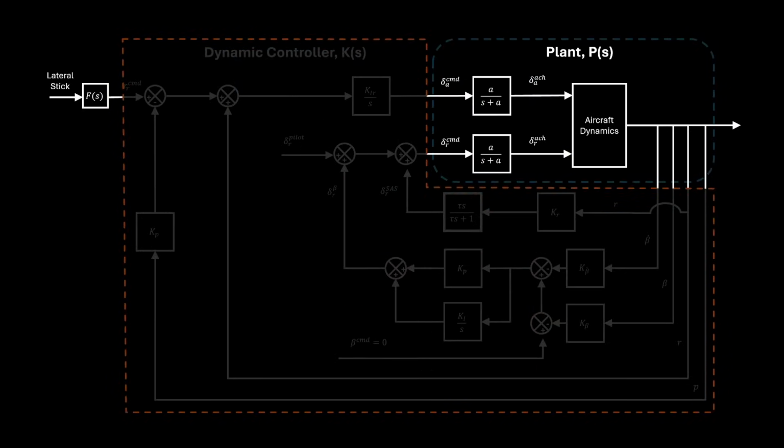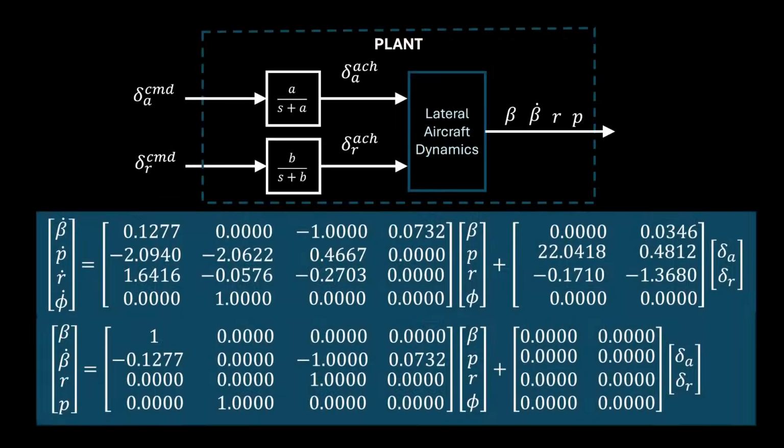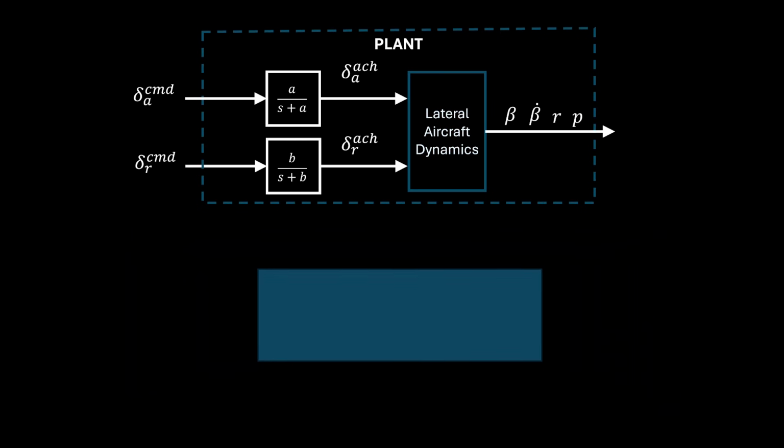Let's first look at the development of the plant state space system. From the full 6 degree of freedom model, we have trim and linearization to obtain LTI dynamics to capture the rigid body modal response of the lateral system due to aileron and rudder deflection inputs. This is in a standard LTI model form.